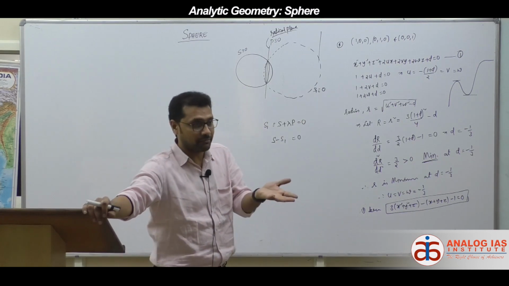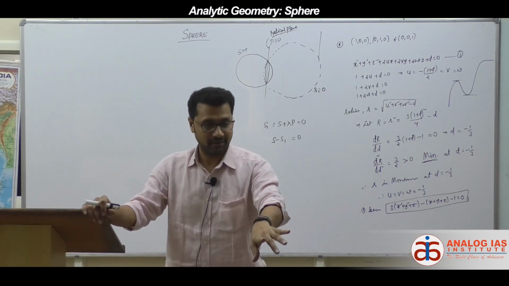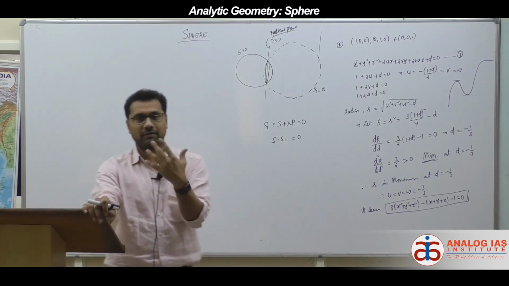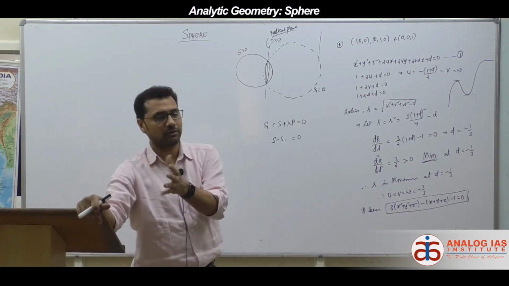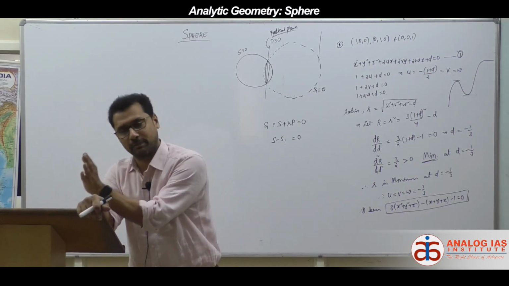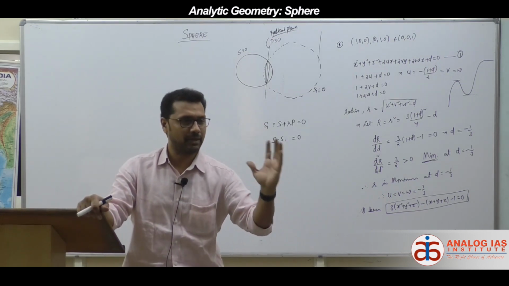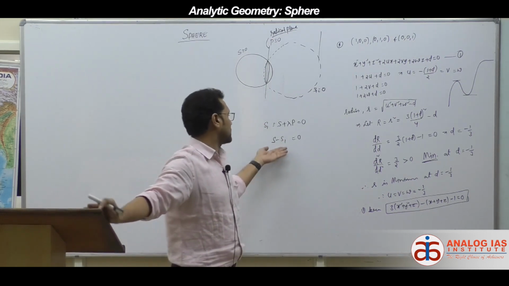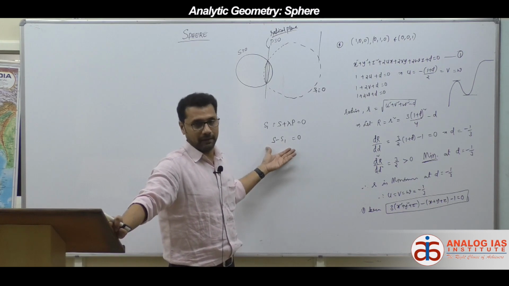Because it should not be another sphere. The difference will always be a plane of lower degree, obviously of first degree. For that to happen, you need to have the coefficients of x square, y square, z square of the first sphere and x square, y square, z square of the second sphere be the same. Such a plane is also called a radical plane.